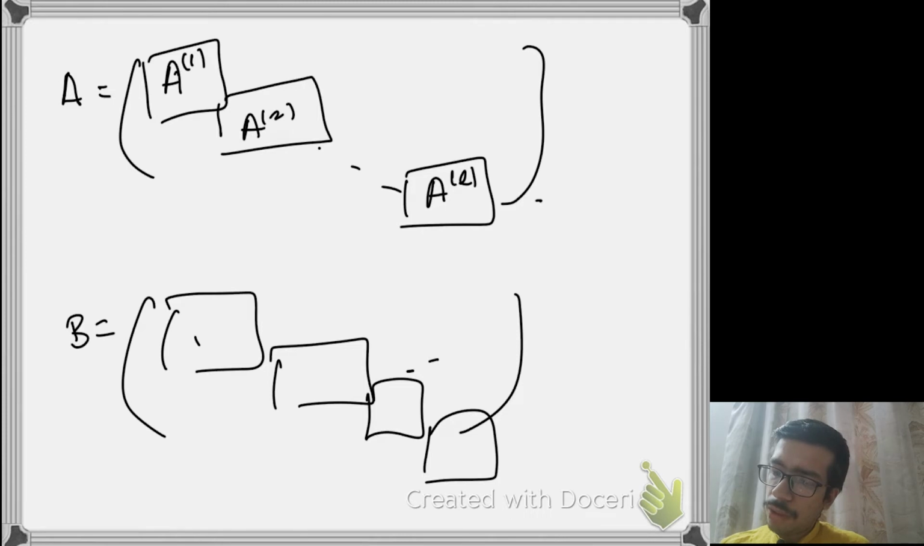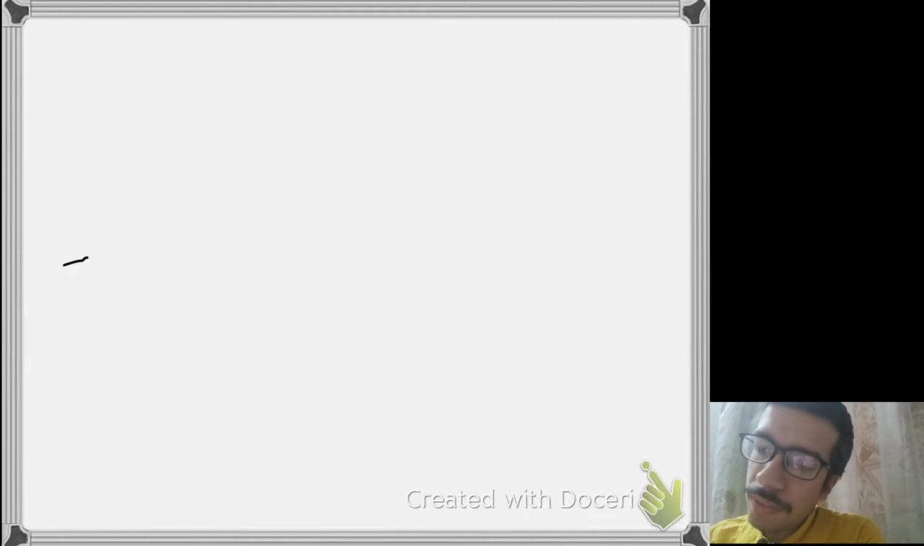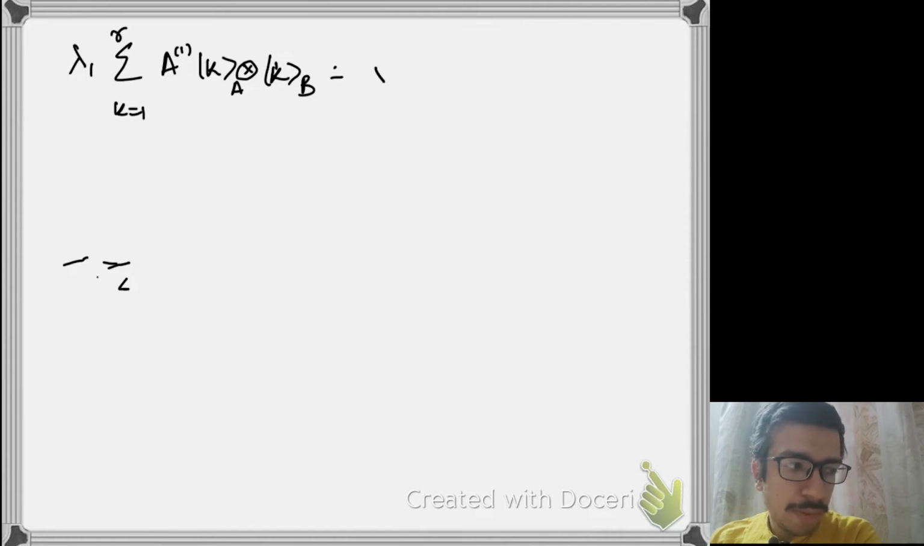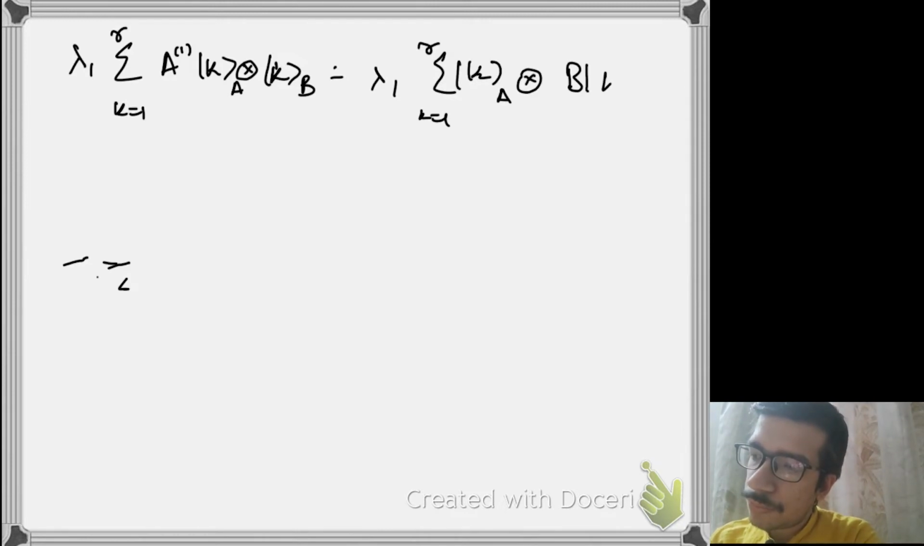So let's work with the first block. Let me see how this A matrix changes psi on this particular block. Since the blocks do not interact with each other, I can just take the first R vectors and compute the component of psi along them. This is going to be lambda 1 times sum over k from 1 to R, A ket k a, tensor ket k b. This equals lambda 1 sum over k from 1 to R, ket k a, tensor ket k b.